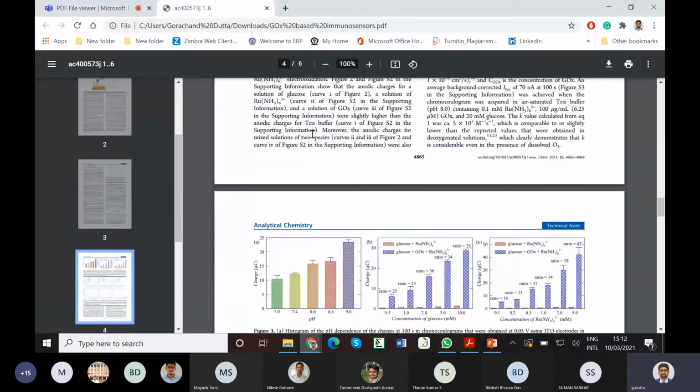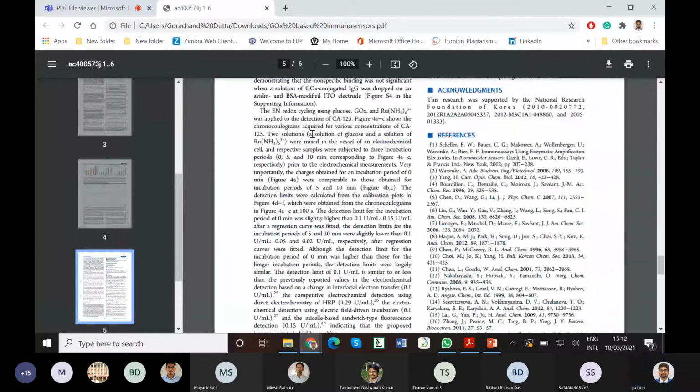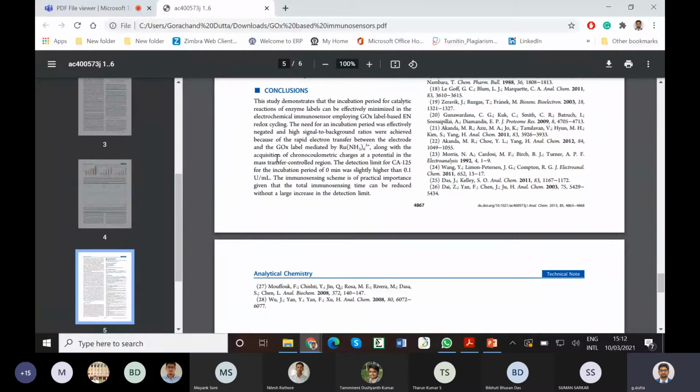Now go back. Now let's go to the conclusion. Why am I saying conclusion? Because it is again the summary of the full result of the paper, right? So let's read the conclusion.